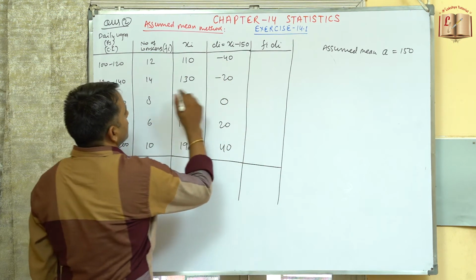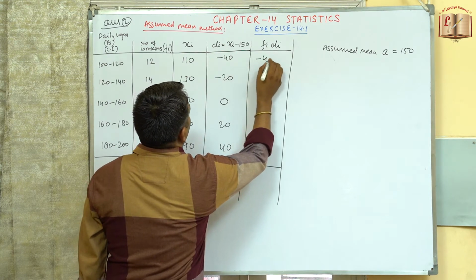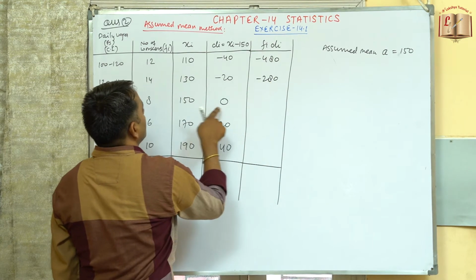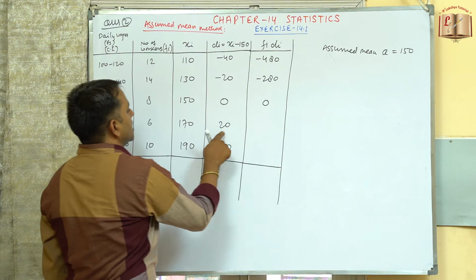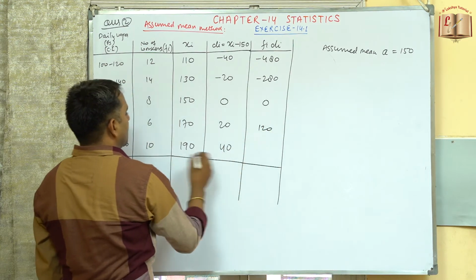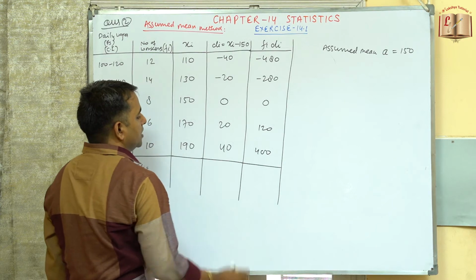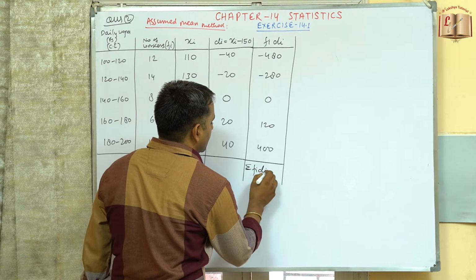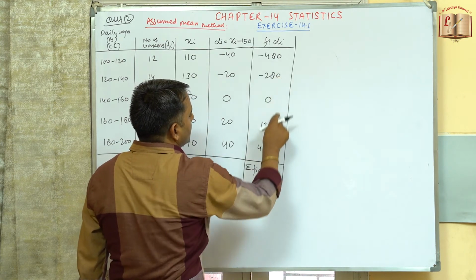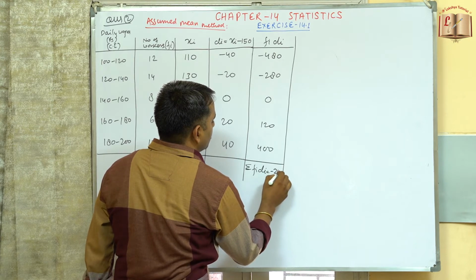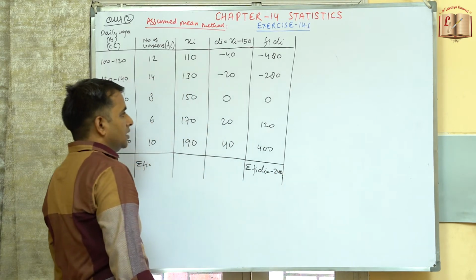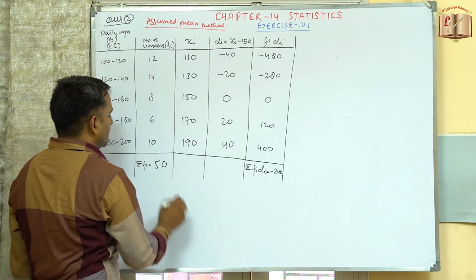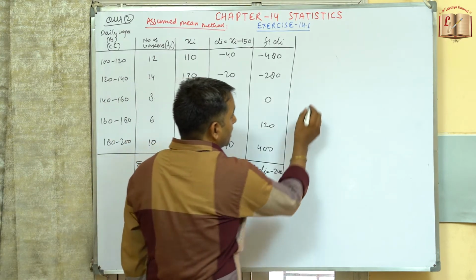सो fi इज दिस एंड di इज दिस. सो नाउ वी कैन कैलकुलेट. सो दिस विल बी -480, -280, and 8 into 0 is 0, 6 into 20 is 120, 40 into 10 is 400. So now we calculate this sigma fi di. So adding all this, so you'll get this will be -240. So now we'll use our formula, and before that we calculate this frequency. This is already given, the other 50 workers, so this is 50.